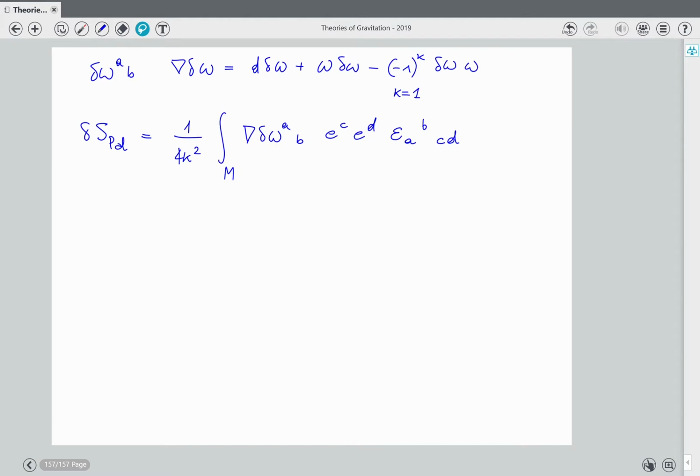Now, we want to basically move the covariant derivative from here to the field by means of a partial integration, and that gives the torsion, and the torsion will turn out to be 0 by means of this field equation. So how do we do that?